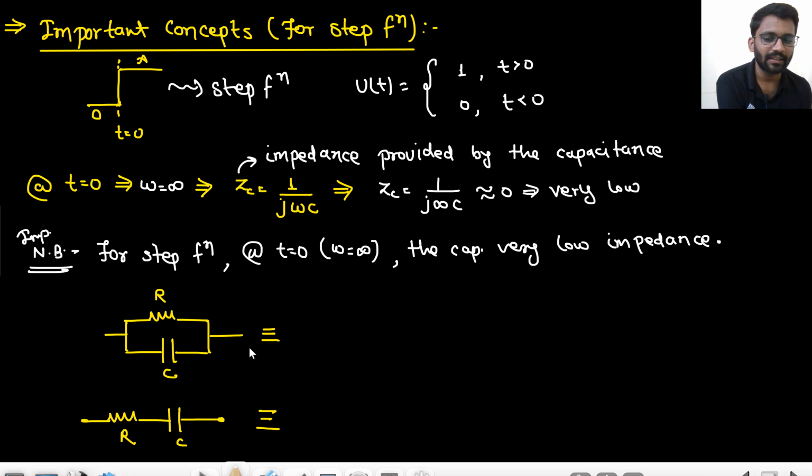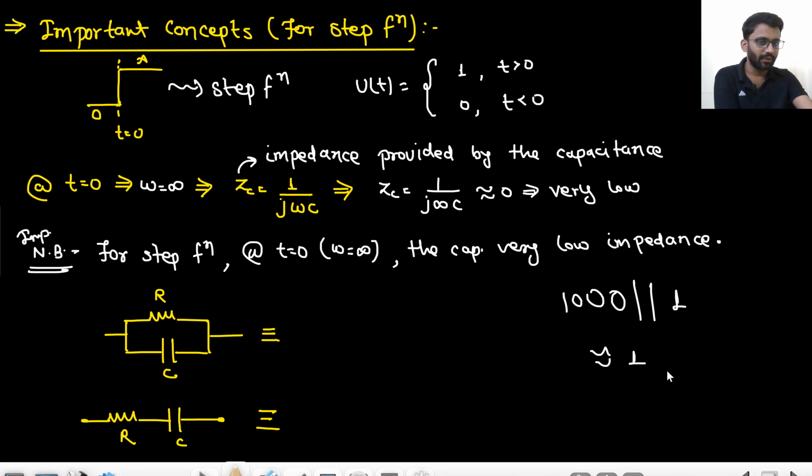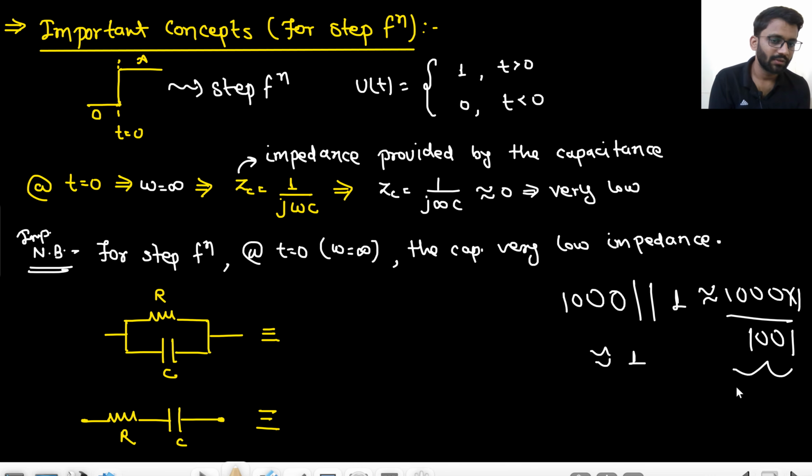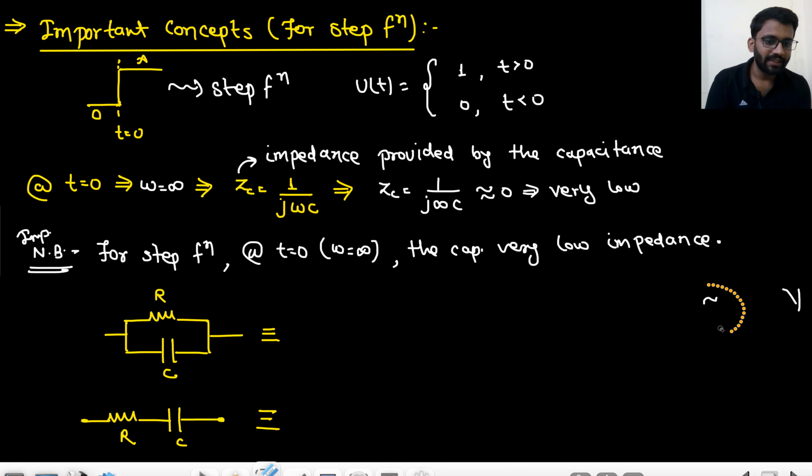Now if two resistors are connected in parallel, let's assume one has a value of 1000 and one has a value of 1. What will be the equivalent? It will be near to 1, right? You know it. The equivalent is 1000 into 1 upon 1001, so it will be near to 1, right? So you can replace the parallel combination of R and C with a single capacitor. Do you agree with my point?